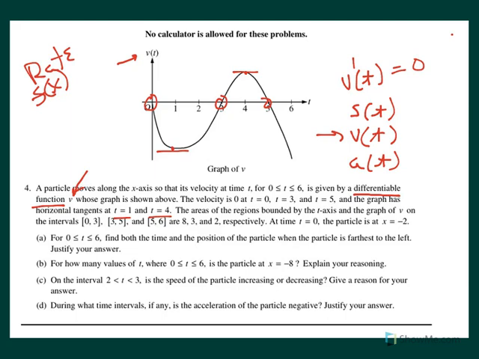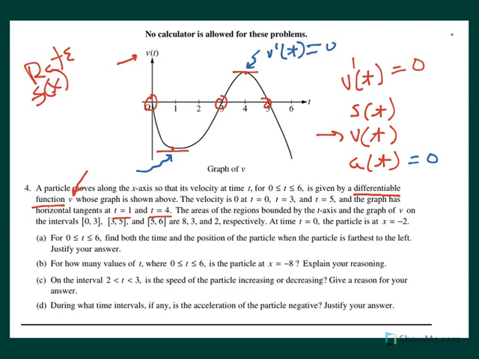Again, what they're telling you with the horizontal tangents is that right at this location, v prime is going to be 0. So your acceleration is basically going to be 0, since acceleration is the first derivative of the v function. And also right here, your v prime will be 0, and your acceleration is going to be 0.